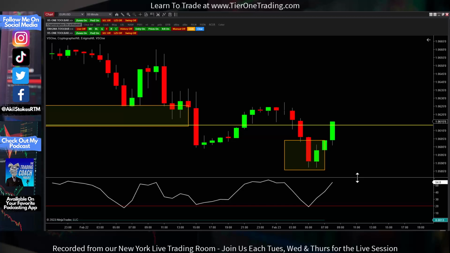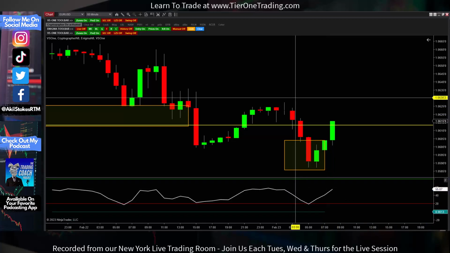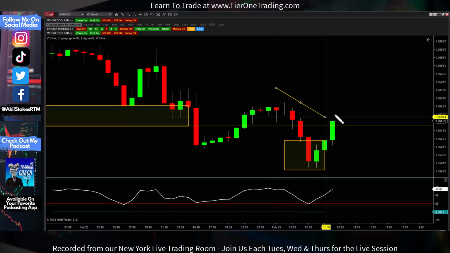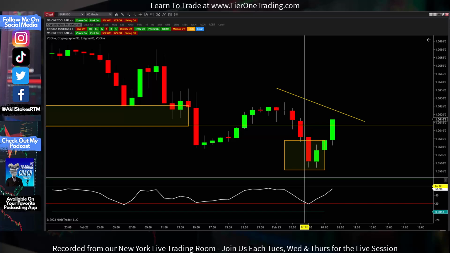If we were to do that, we would also get some hidden divergence. Hidden divergence is always a little bit confusing, meaning that we have lower highs on our price chart, but higher highs on our RSI. That's a positive sign for a continuation trade.